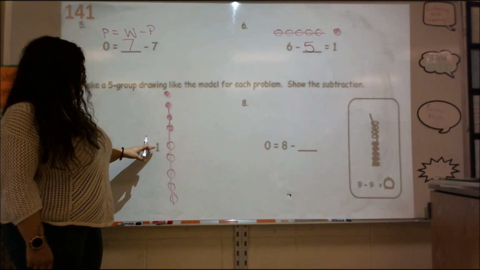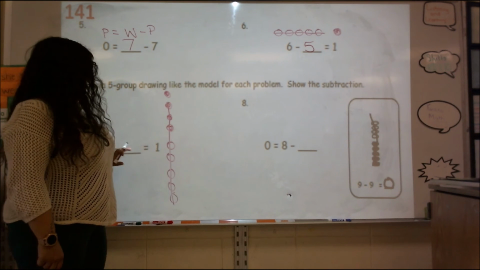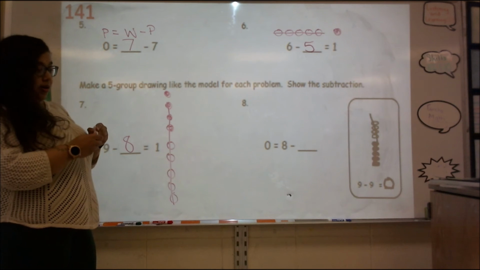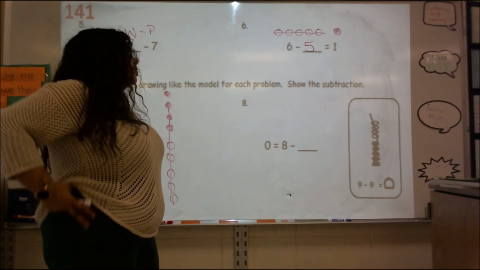Well, let's use our 5 group rule to count. So 5, 6, 7, 8. 9 minus 8 is equal to 1. All right, one more sample problem. Let's read it as it is presented to us.